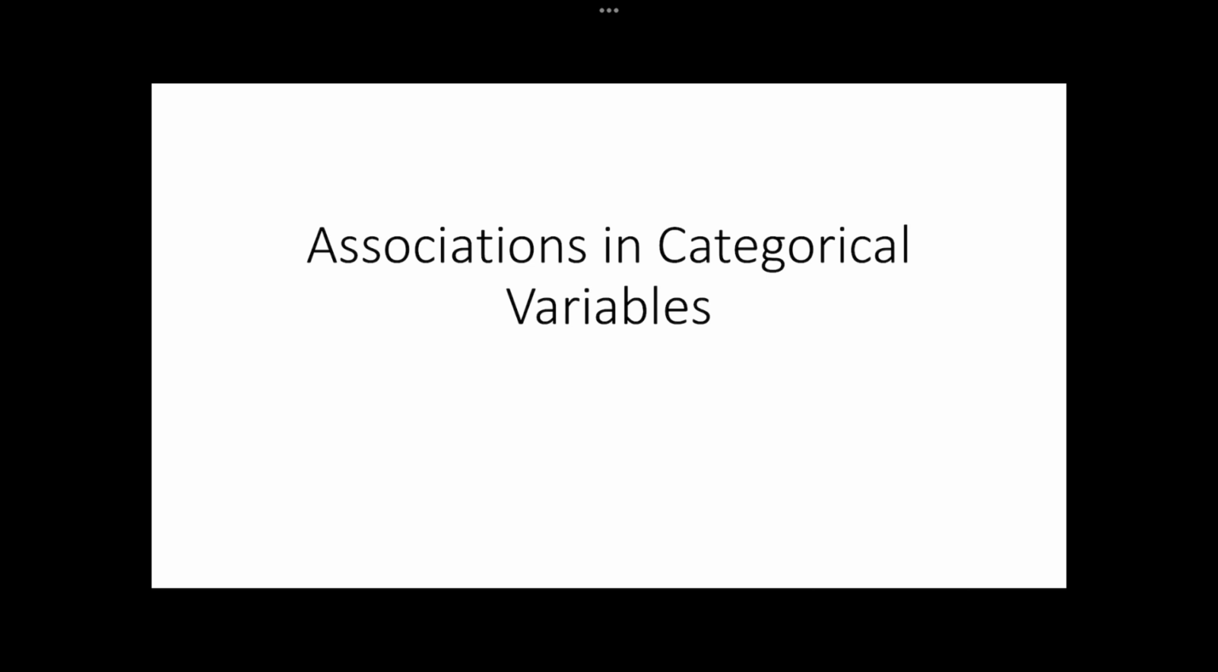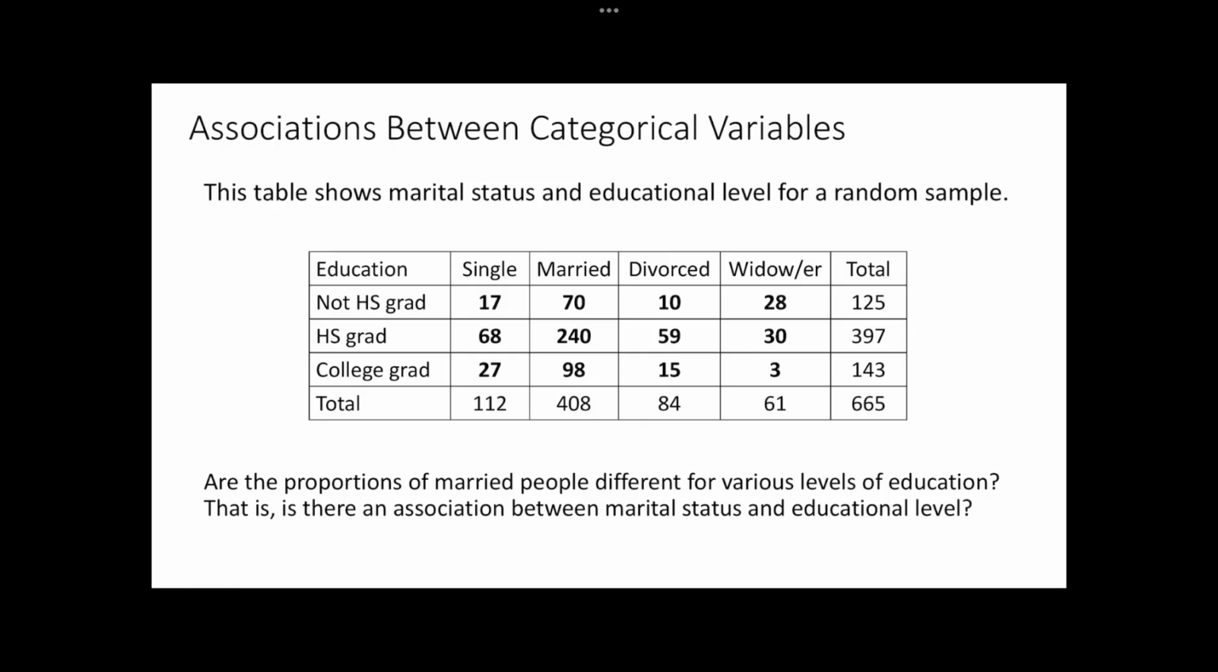Let's look at associations in categorical variables. Here's a table that shows marital status and education level for a random sample. Suppose we want to know, are the proportions of married people different for various levels of education? That is, is there an association between marital status and educational level? So we're going to focus in on this table in the next few slides.